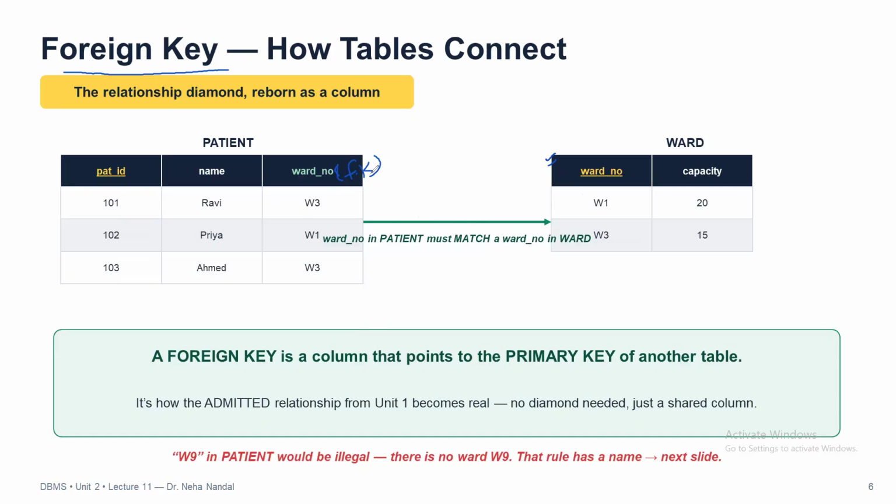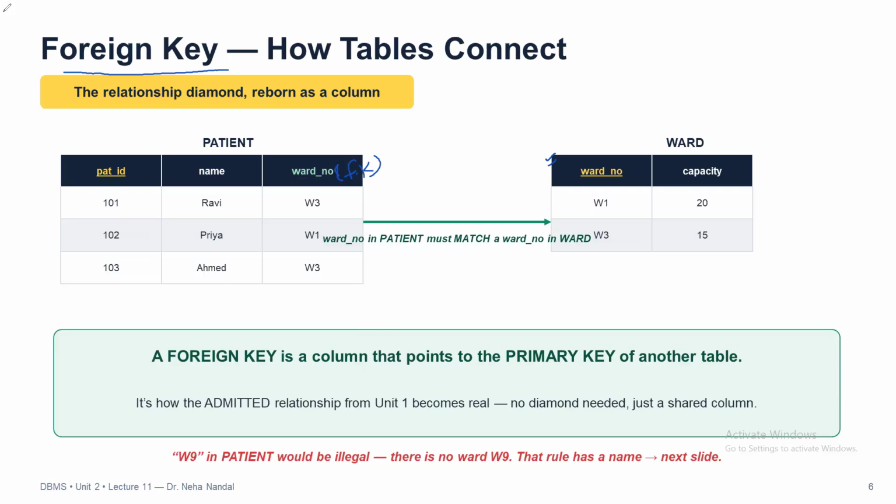So your link should be honest. What if I put ward number equals W9 in patient when no ward number W9 exists? That will break the link. So that will become what? Wrong data.